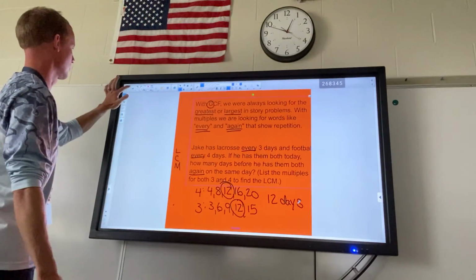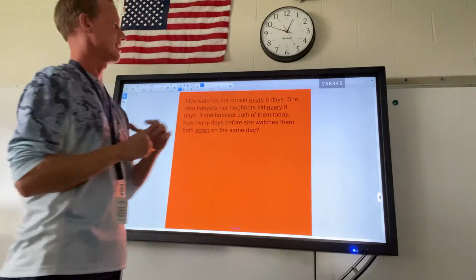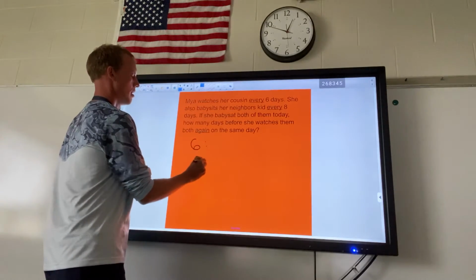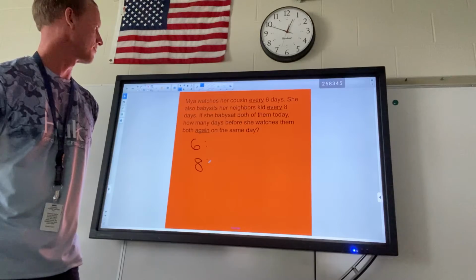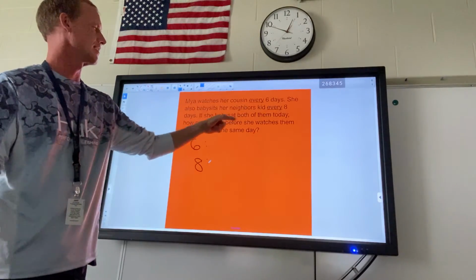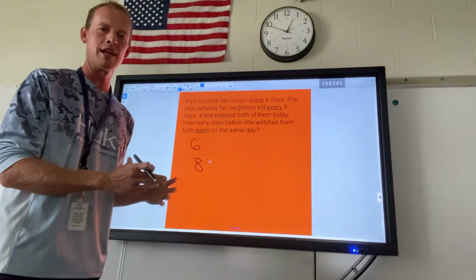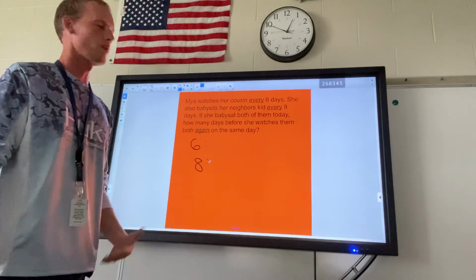So let's practice this a little further. Maya watches her cousin every 6 days. She also babysits her neighbor's kid every 8 days. If she babysat both of them today, how many days before she watches them both again on the same day? The keyword both tells you you're looking for something in common. Every and again tells us that we're looking for something with repetition.